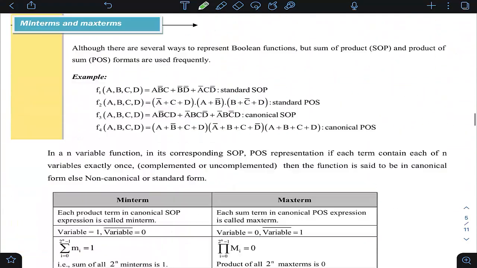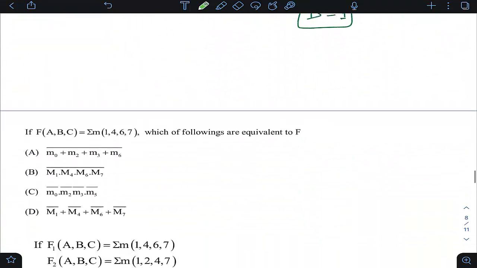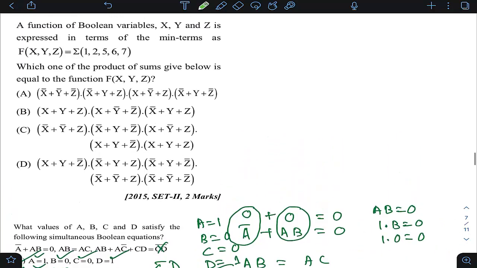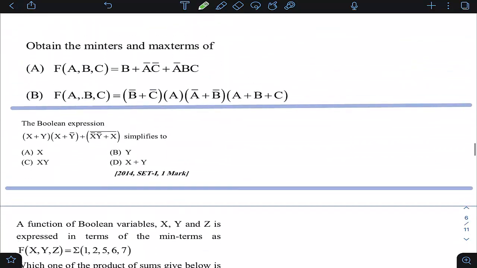So before we go into the next thing, let us solve one question which was asked in one of the GATE papers. So what is that question? The question is this one. The Boolean expression, this one, simplifies to which of the following? This is an Electronics 2014 Set 1 question which was asked for 1 mark. What is the simplified expression of this?